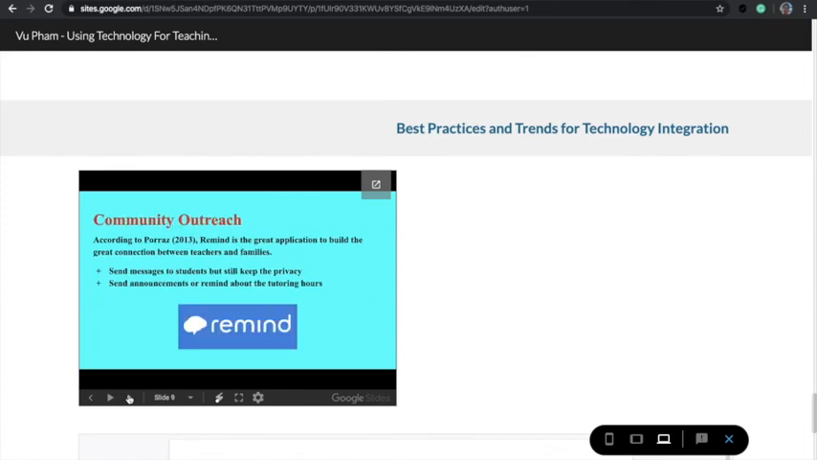At my school site, we use the Remind application. This is a free application that allows the school administration to send announcements weekly to parents so they will know the events that will happen the following week. Also, it helps teachers reach out to students to announce the tutoring hours and the schedule for the sports.